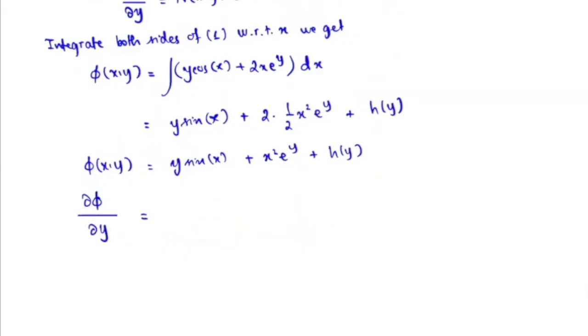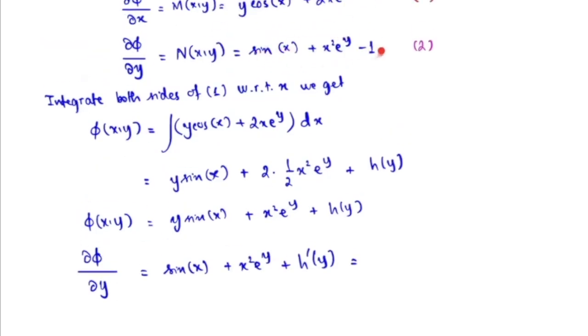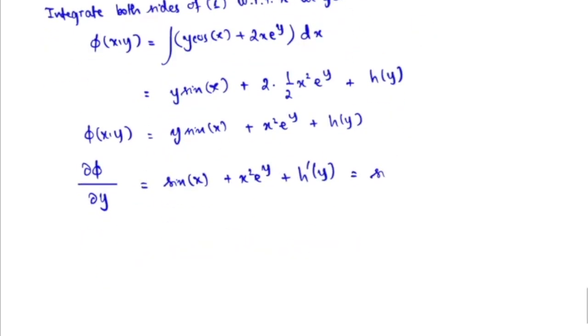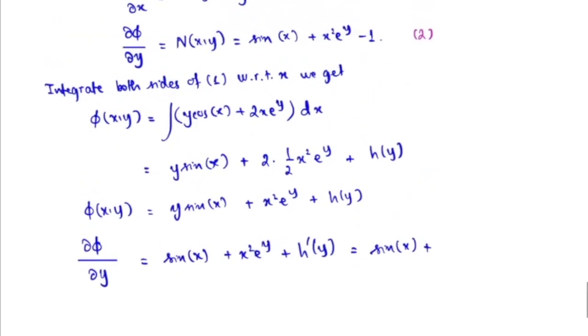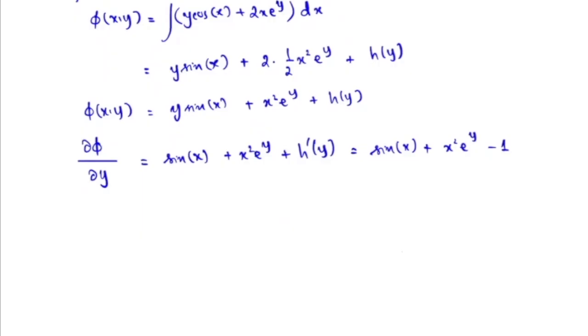That is, you take the partial derivative of phi with respect to y. The partial derivative of this term with respect to y is just sine of x. The partial derivative of this term is x squared times e to the y. Then the partial derivative of h of y, because this is a function of y only, is just a regular derivative. And you set that equal to the right-hand side of equation 2. You get sine of x plus x squared times e to the y minus 1.